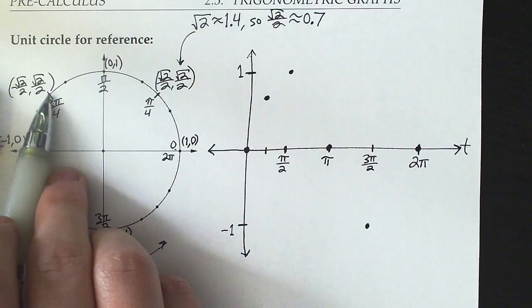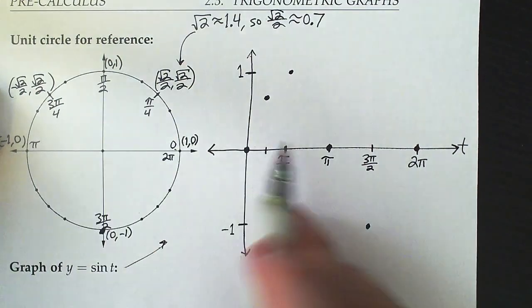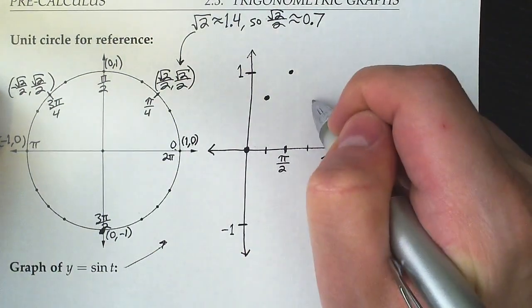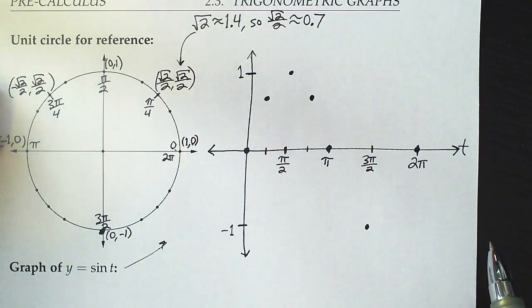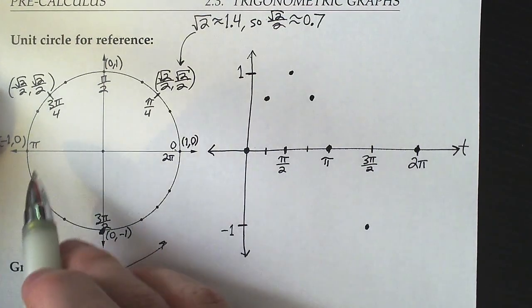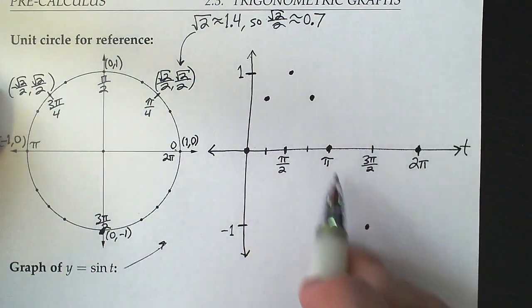That one's also at a height of around 0.7, so that point would be about here. So what do we have, 7 points on this graph so far? Okay, we could keep going with this and fill in all the points we know, and it would start to take shape.